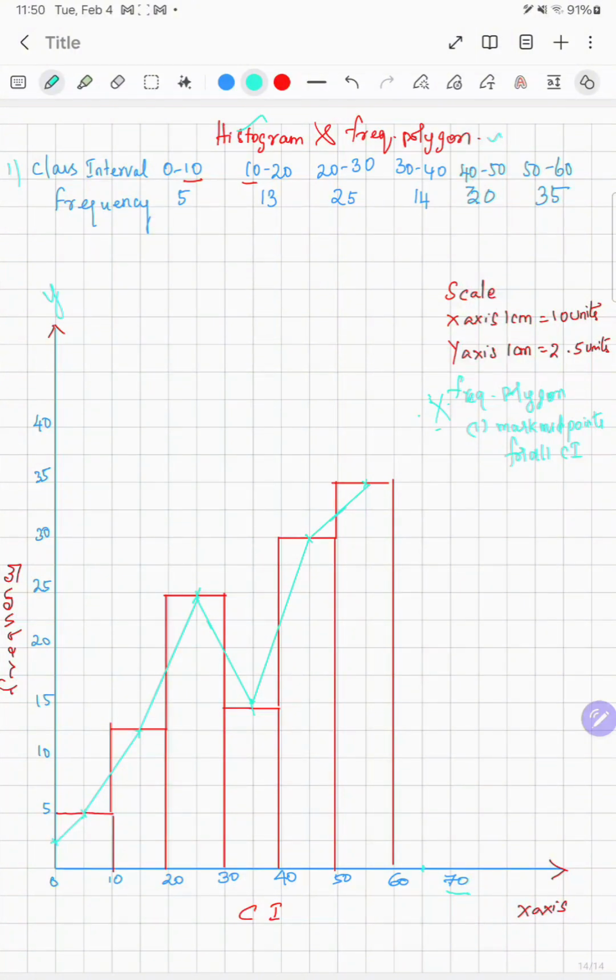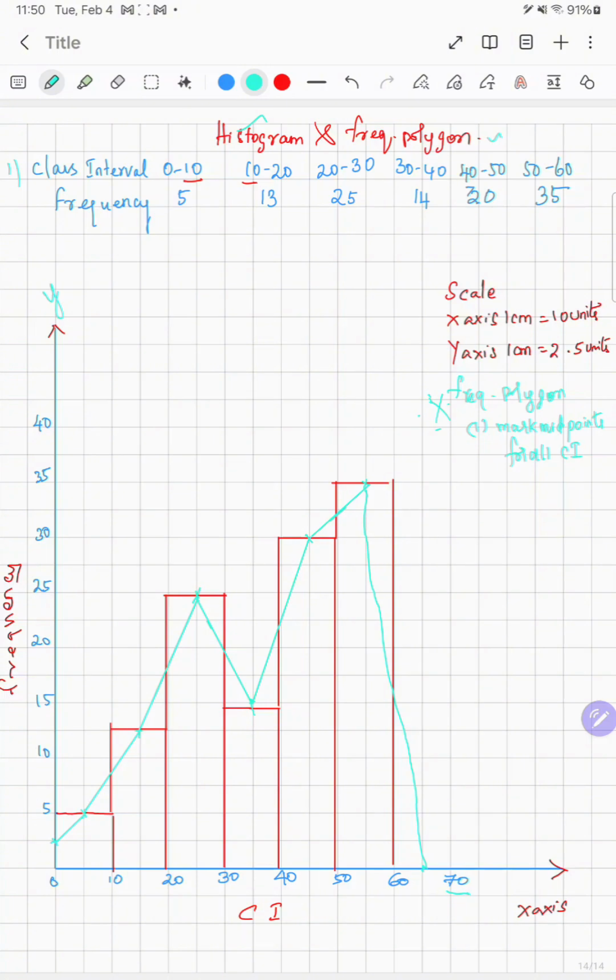This is one side, and for the other, slowly I have to move through. It's a straight line. I am not drawing a straight line, but you have to use a scale and then draw. This is your last point. This is your frequency polygon with a closed area.